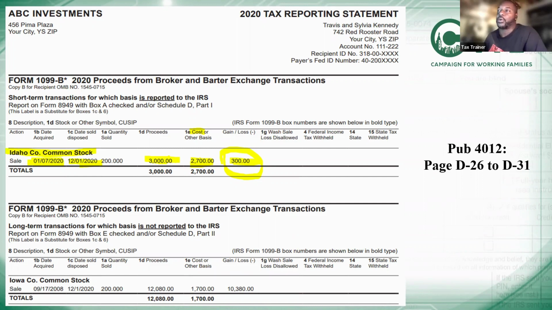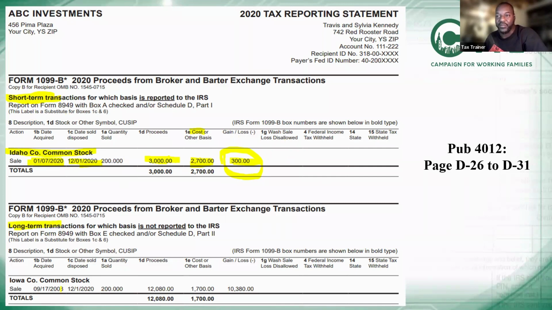All right. So this $300 is what's taxable. How it's taxed depends on how long the stock was held. This date was January 7th, and it was held until December 1st. This is less than a year, so this is what we call short term. Something that was held less than a year is short term. A short term transaction is taxed higher than down here, where you have a long term transaction. So this gain will be taxed at a higher amount.